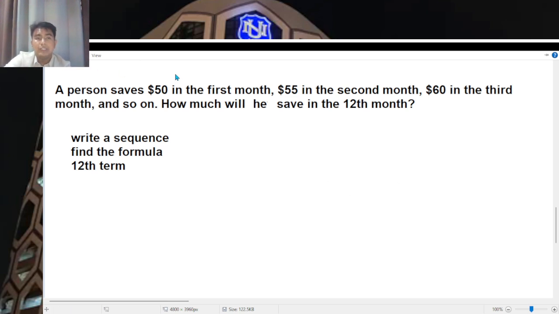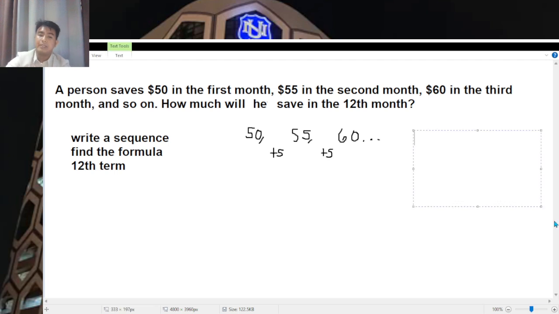Okay. So, what we can do here is that we can write a sequence. Okay? So, in the first month, he had 50. And then second month, he had 55. Third month is 60. Okay? That, students, is already a sequence. And maybe you can find the formula here. First things first, what kind of sequence is this? Okay? It's being added by 5. No? It's being added by 5. It's plus 5, plus 5. So this would be an arithmetic sequence.